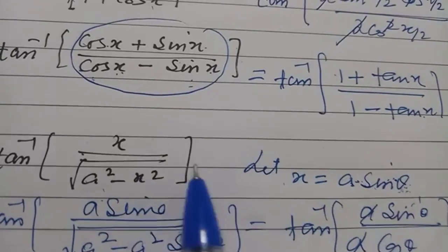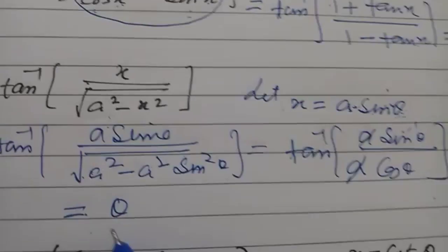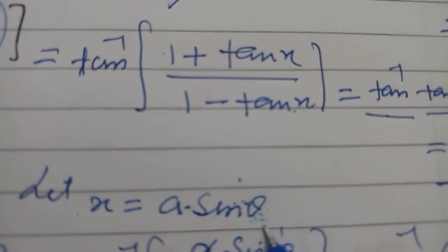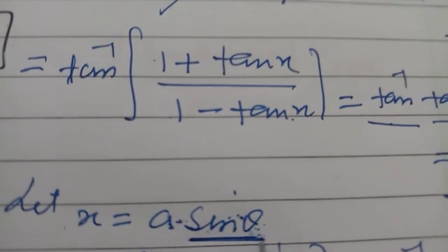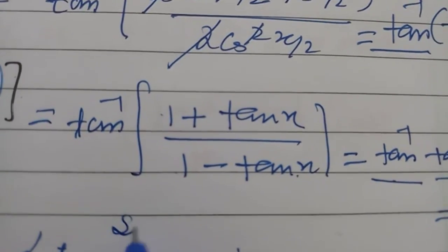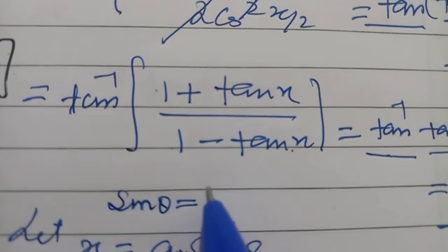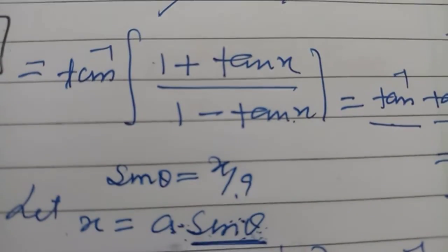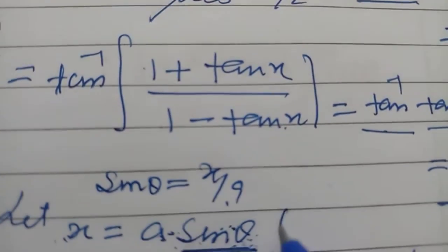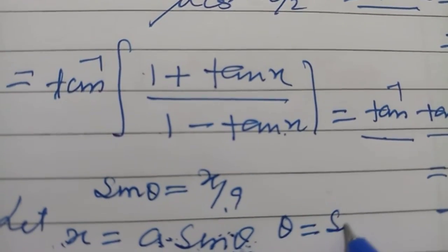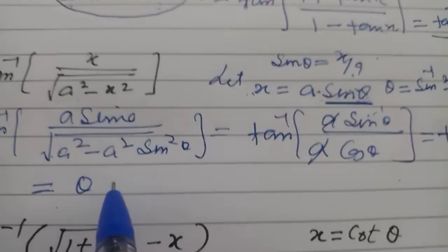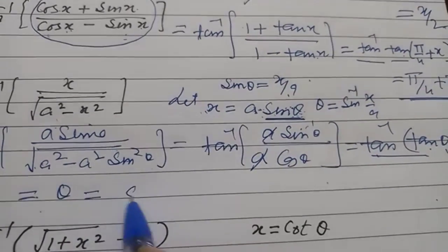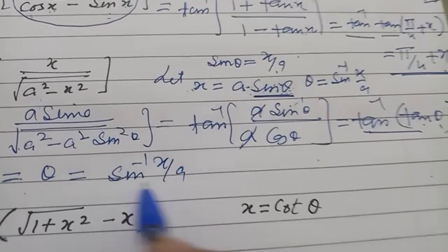But this is not correct. The reason being, what was the question in terms of? In terms of x. The answer is coming in terms of theta. We have to place the value of theta from here. You can find the value of x only when you first find the value of sin theta. So what is the value of sin theta from here? Sin theta is equal to x upon a. Now you can find theta. Theta equals sin inverse of x upon a. So the value of theta you now place is sin inverse x upon a. That's it.